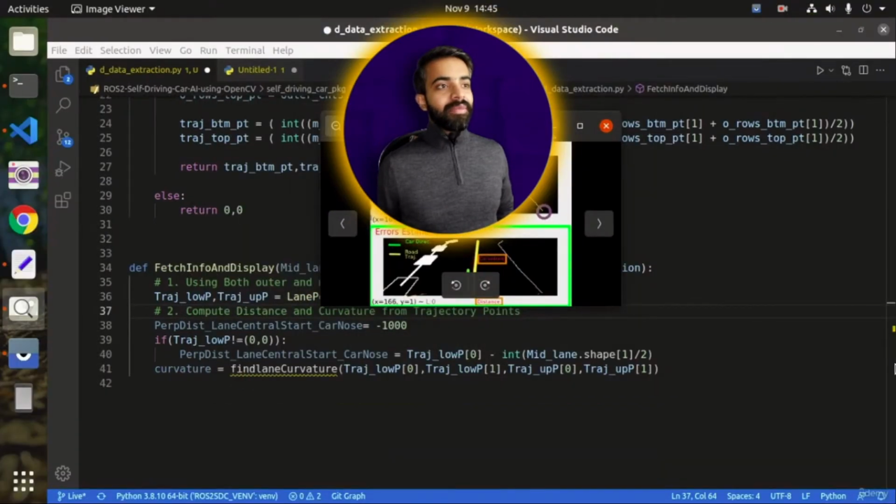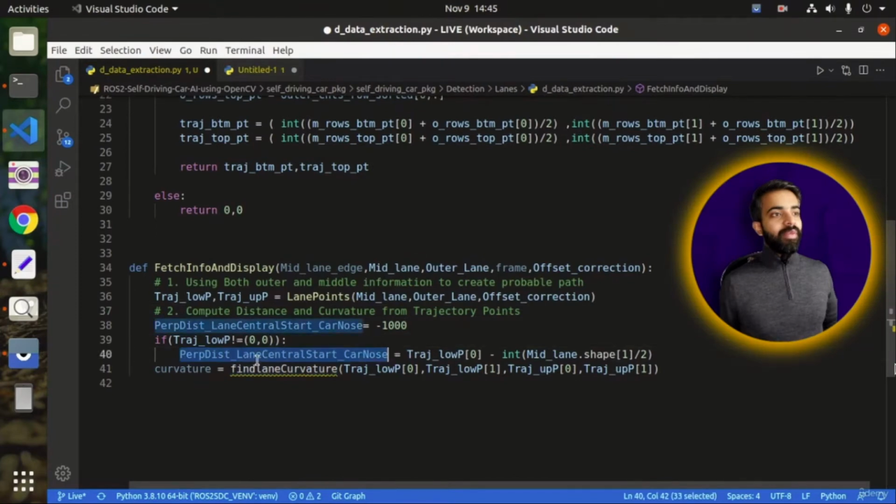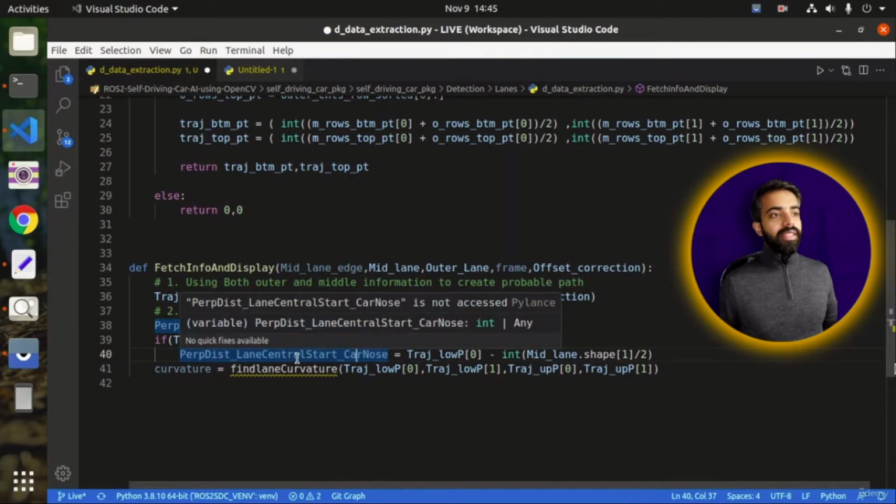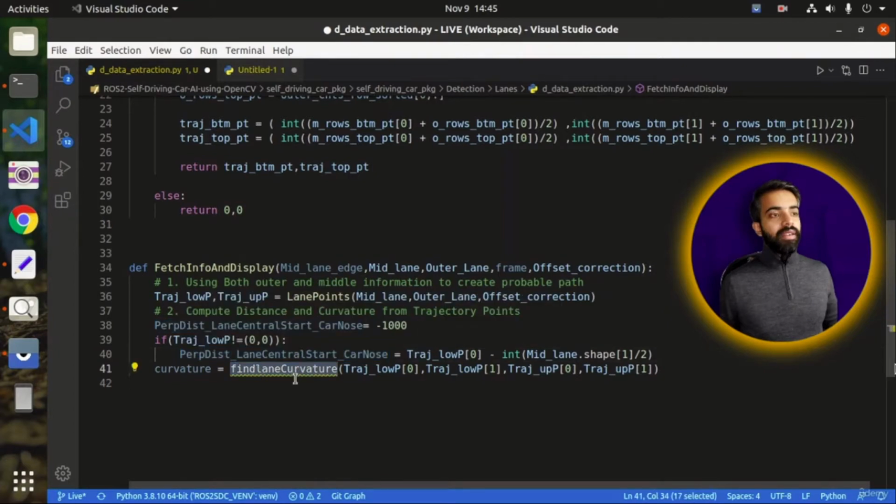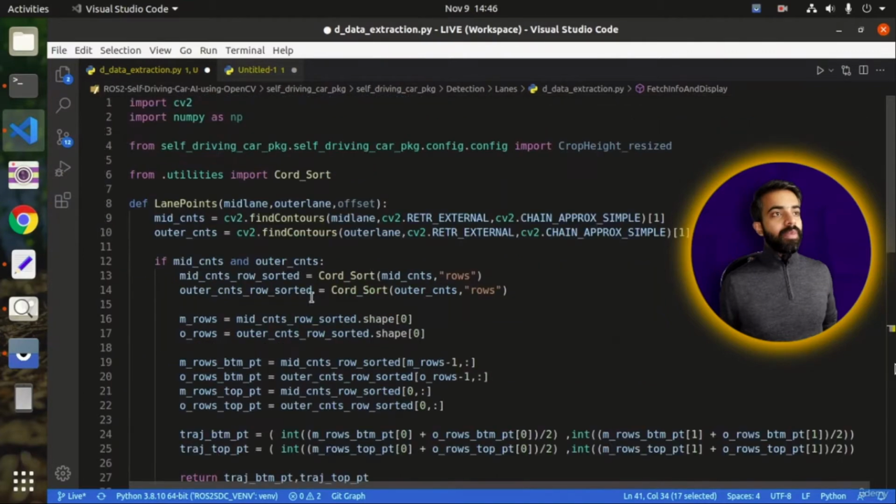So let's implement this. For the perpendicular distance, all we do is simply compute the distance of the trajectory lowest point with the mid lane center. This gives us the perpendicular distance between the lane central start and the car nose. Now we have the first error, that is the lane center, and for the second error, we will use a function that simply finds the angle the road trajectory makes with the vertical. That can be done by providing the 4 trajectory points. This particular function is part of the utilities.py, so we provide it in the form of find lane curvature by importing it. Once we have done that, we can now move on to the next step.